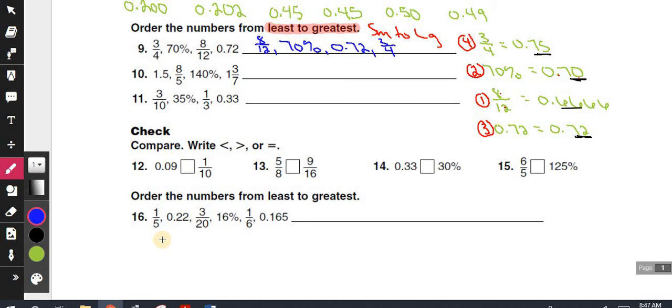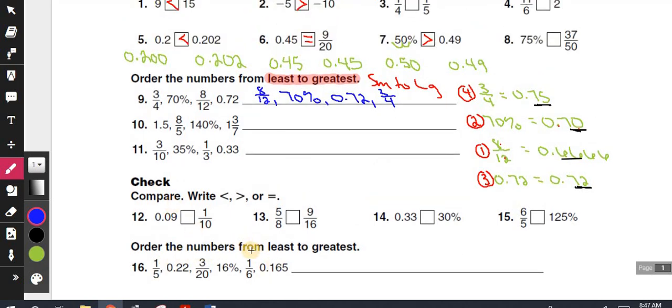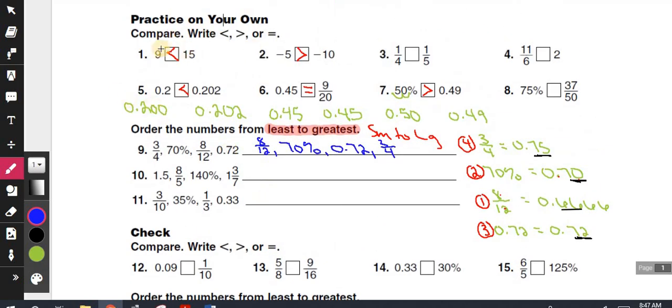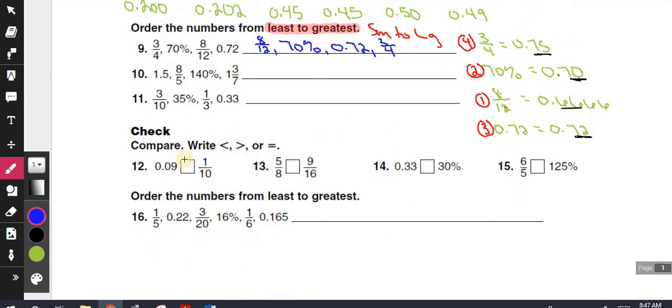12 through 16 address the same exact ideas as our numbers 1 through 11, so you will also be completing those independently.